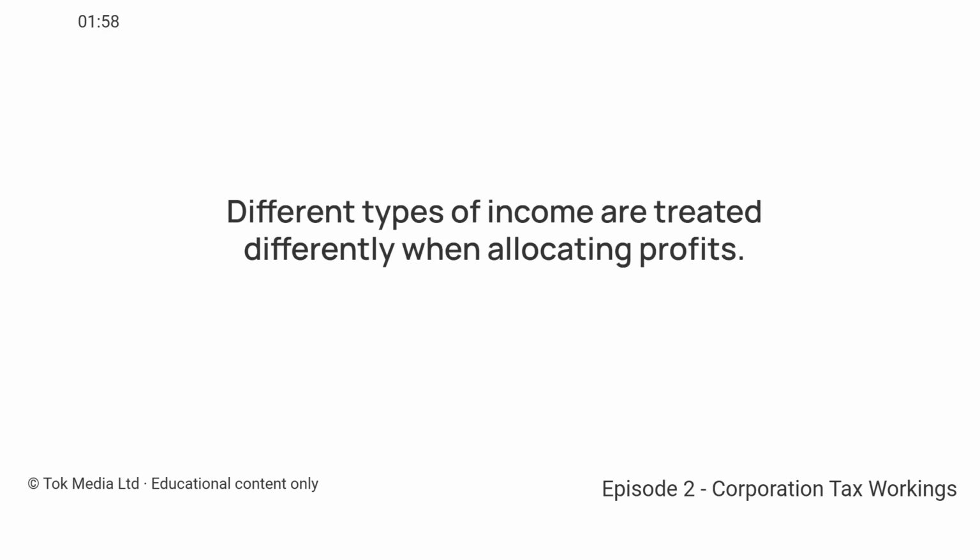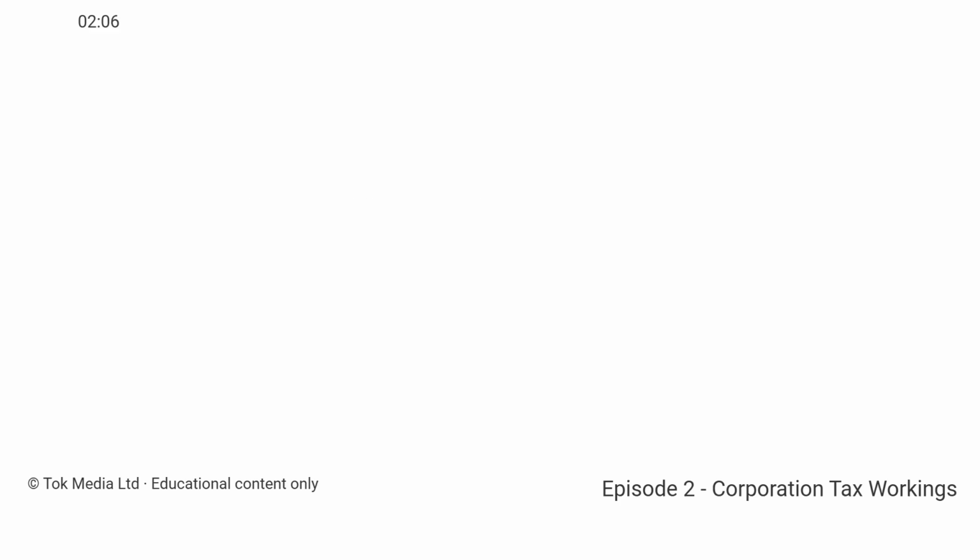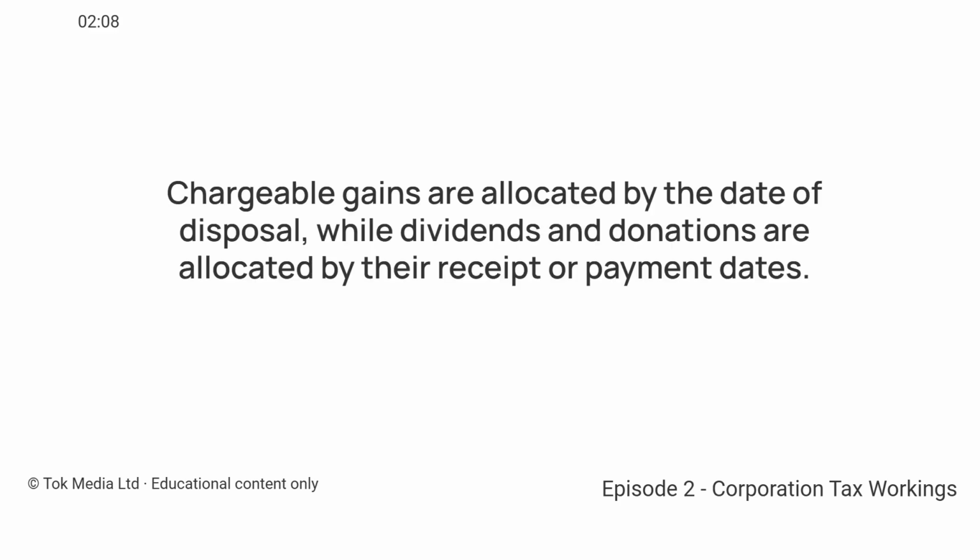Different types of income are treated differently when allocating profits. Trading profits and UK property income are usually time apportioned on a daily basis. Chargeable gains are allocated by the date of disposal, while dividends and donations are allocated by their receipt or payment dates.